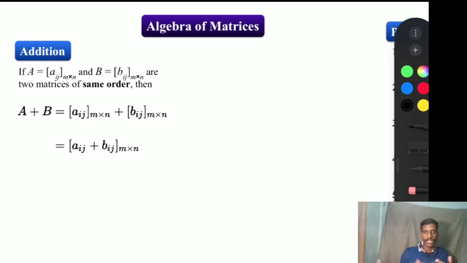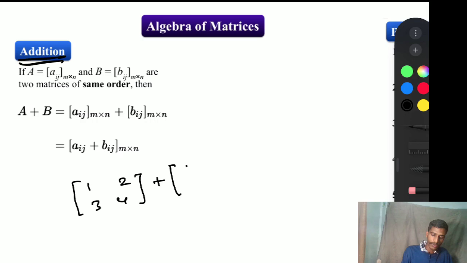Now we can move to the next section, the operations that we can perform in the algebra of matrices. Number one is addition. How do we perform addition in a matrix? Here 1 2 3 4, and here 1 2 3 4.